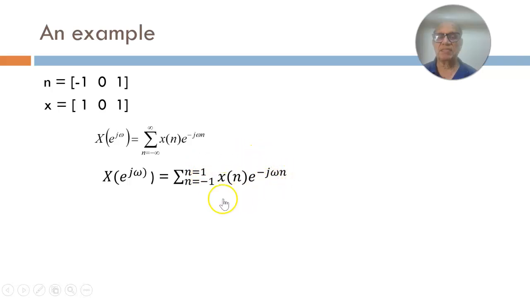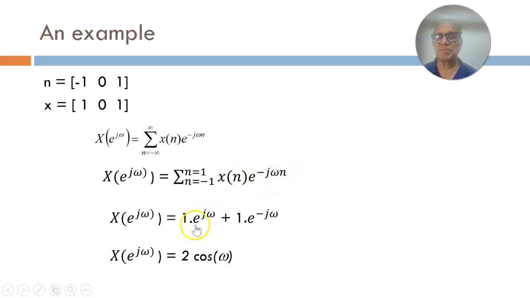So let us now expand this summation and get the various terms. When n equal to minus 1, x of minus 1 is 1. So this is 1. N is minus 1, so this will be e raised to plus j omega. So the first term becomes 1 into e raised to j omega. Second term is 0, because 0 multiplied by this is 0, so I have not written it here. Third term is when n is equal to 1, x[n] is again equal to 1, so 1 into e raised to minus j omega. So your discrete time Fourier transform is given by this equation.